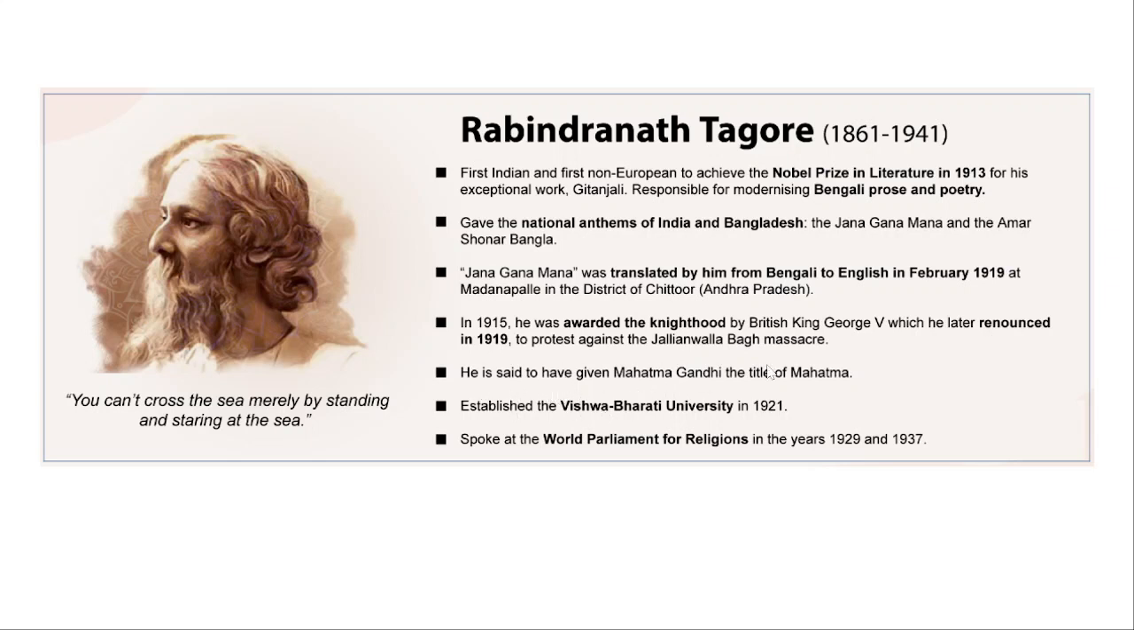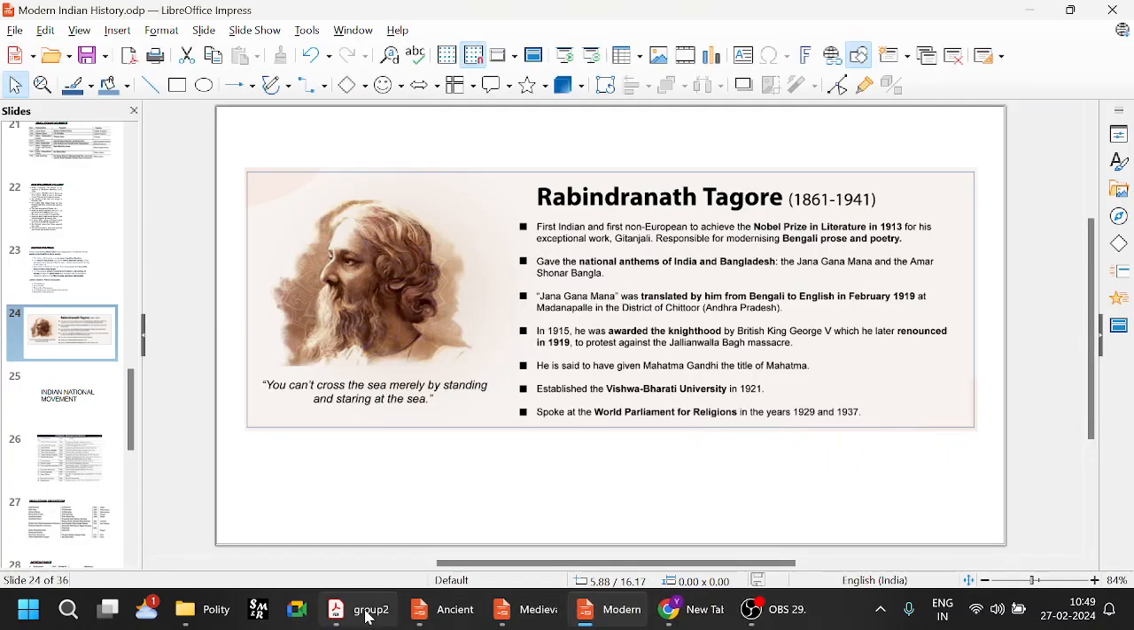So he gave the title Mahatma to Mahatma Gandhi. So very important. He established the Vishwa Bharati University in 1921. He spoke at the World Parliament of Religions in 1929 and 1937. Even Swami Vivekananda participated in this. Okay. So all these are very, very important points about Rabindranath Tagore.